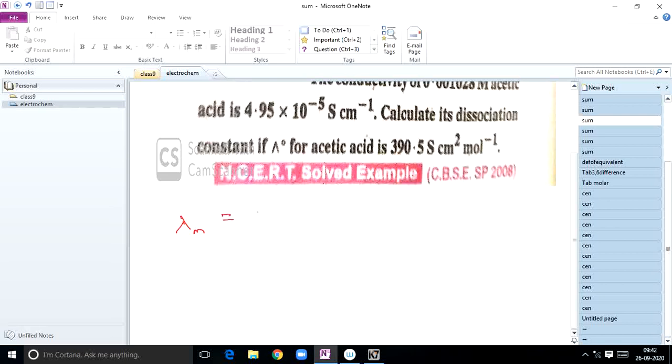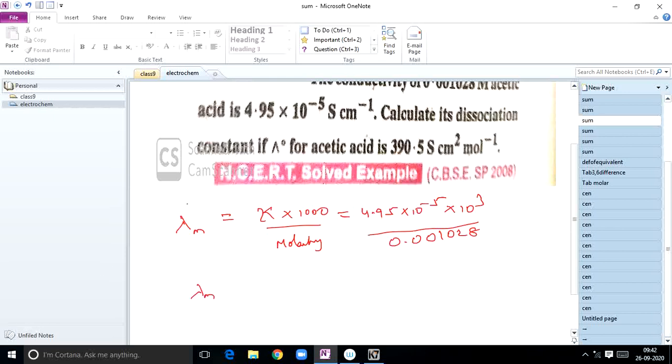Lambda m is equal to kappa into 1000 by concentration. Here, concentration, that is molarity. So here, kappa value how much is given, students? 4.95 into 10 power minus 5 into 10 cube by the molarity of the solution, 0.001028. So from this expression you will get lambda m value, students. That is lambda mc, molar conductivity at a given concentration. It was found to be 48.15 Siemens centimeter square mole inverse.